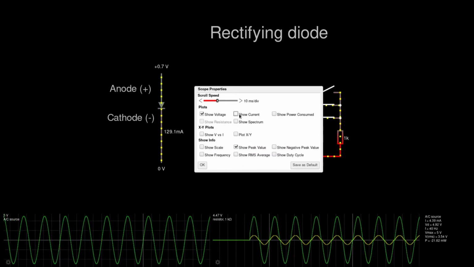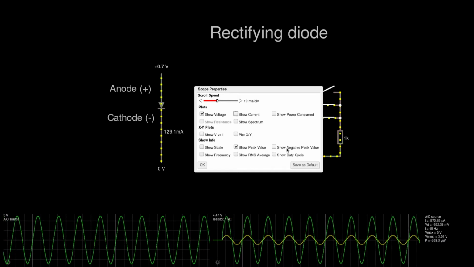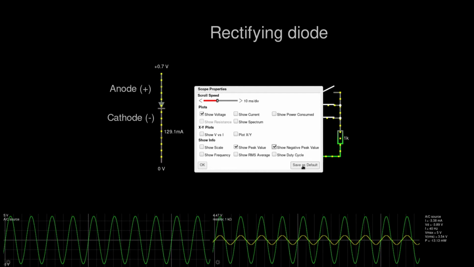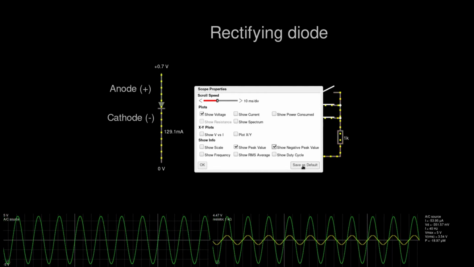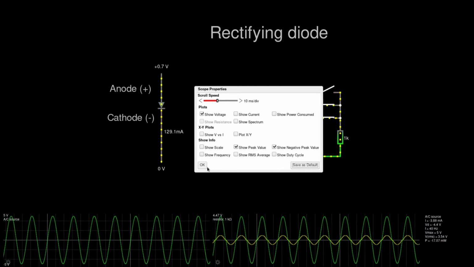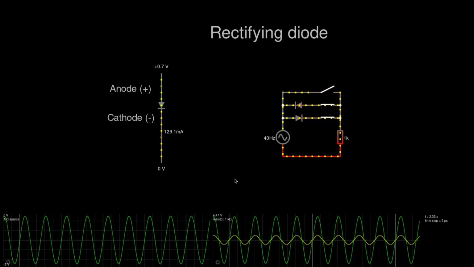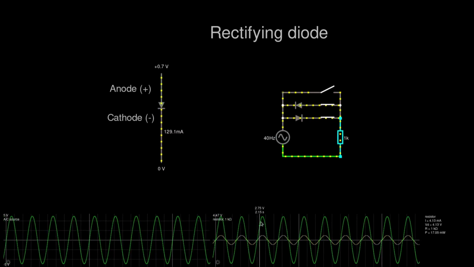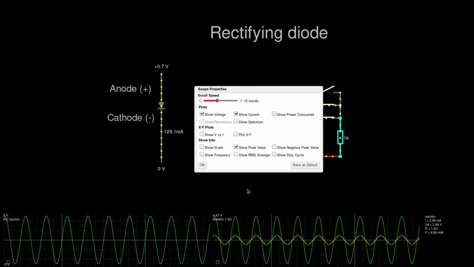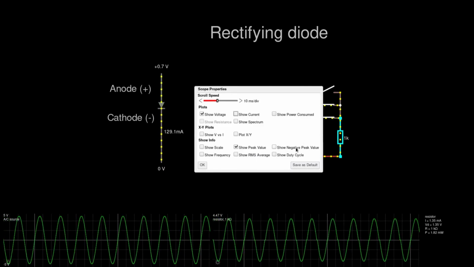Properties, current, and let's add a negative peak value, which doesn't make a lot of difference in this instance, but it's always good to look at both positive and negative peak values. And let's do the same over here. Show current, negative peak value, okay.